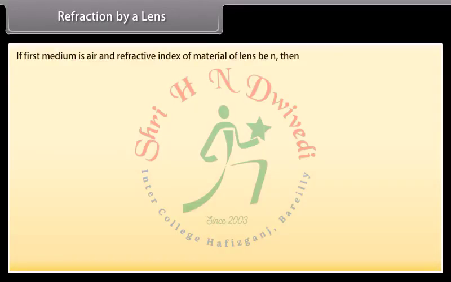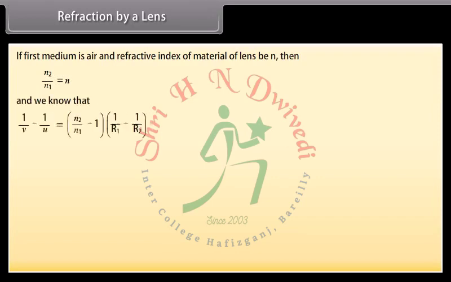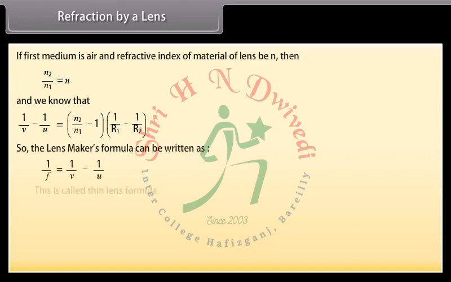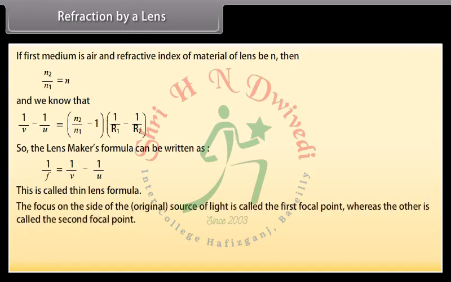If the first medium is air and refractive index of material of lens be n, then N2 upon N1 is equal to n. And we know that. So the lens maker's formula can be written as. This is called thin lens formula. The focus on the side of the source of light is called the first focal point, whereas the other is called the second focal point.